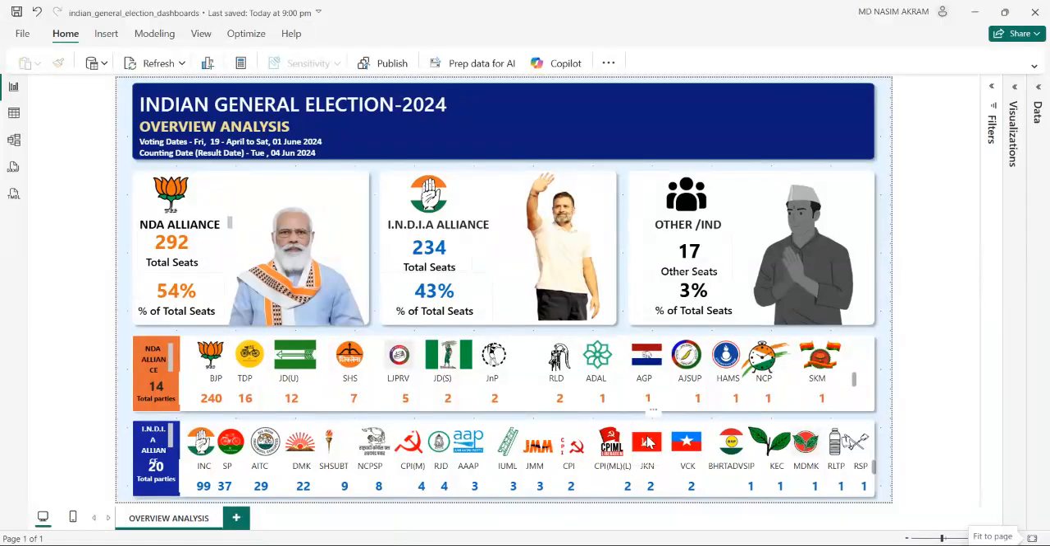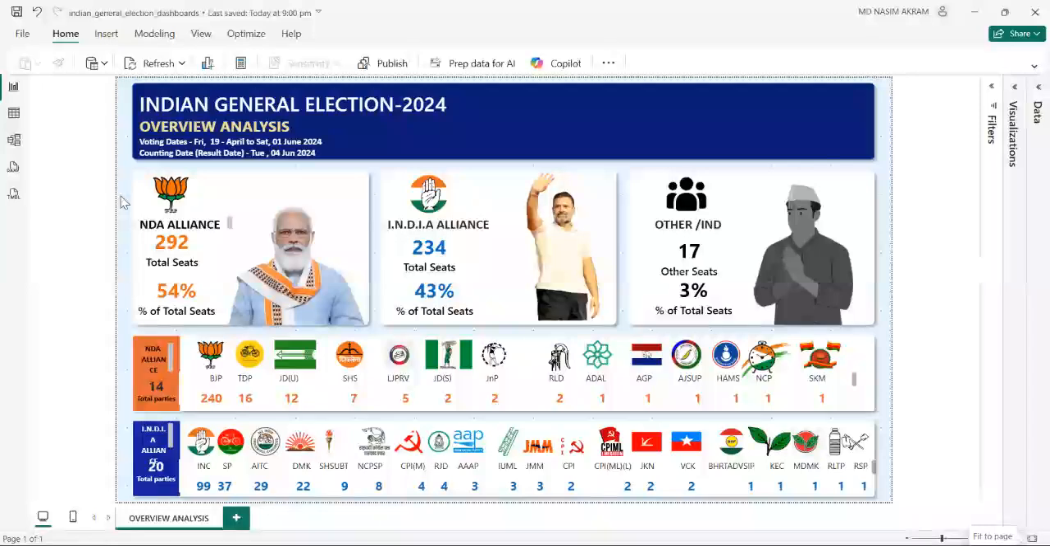Alliance, and at the same time others. Others are those who are independent and not part of any of these alliances, or those parties which are not associated with any of those alliances. So they come under the other categories.